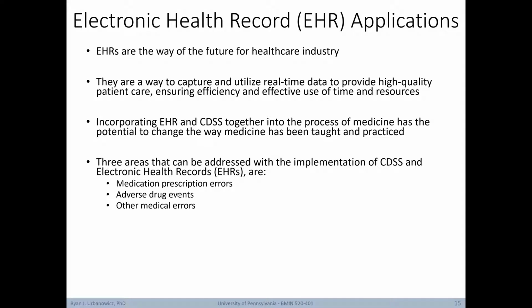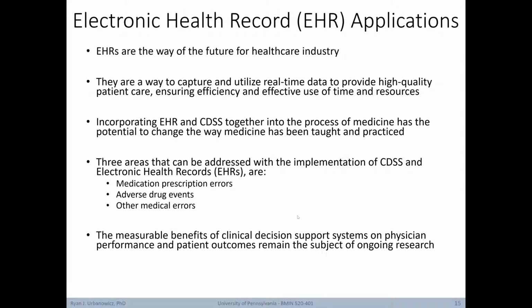Three areas that can be addressed with the implementation of CDSSs and electronic health records are medication prescription errors, adverse drug events, and other medical errors. However, it's useful to note that the measurable benefits of clinical decision support systems on physician performance and patient outcomes remains itself the subject of ongoing research.